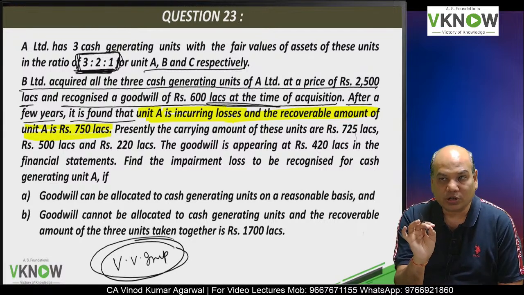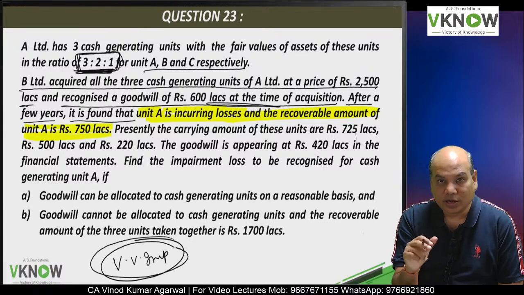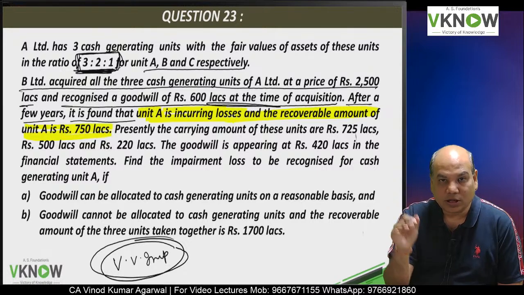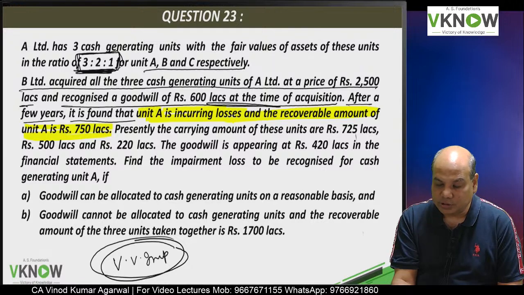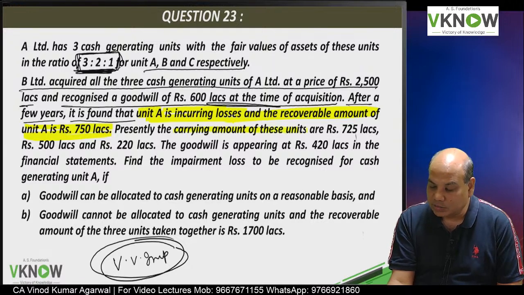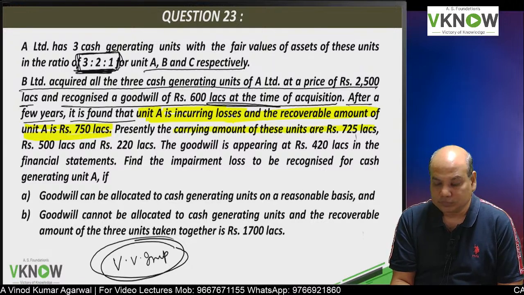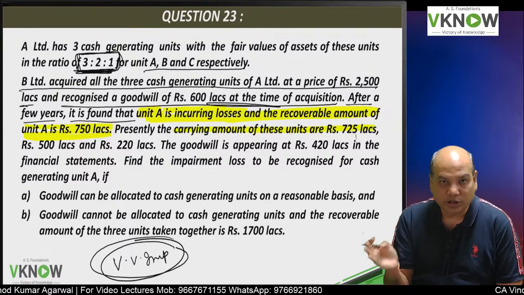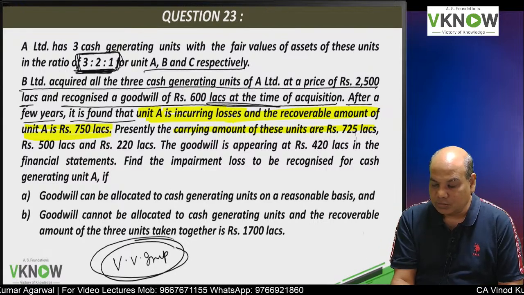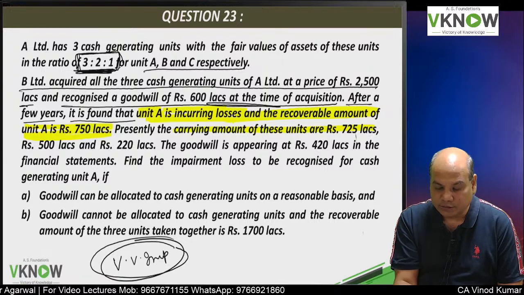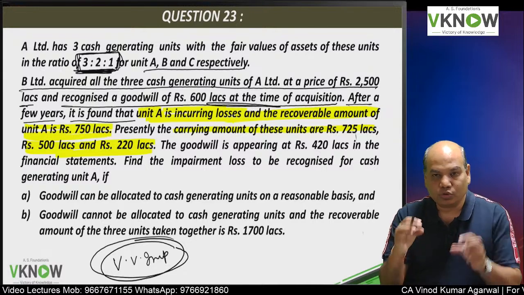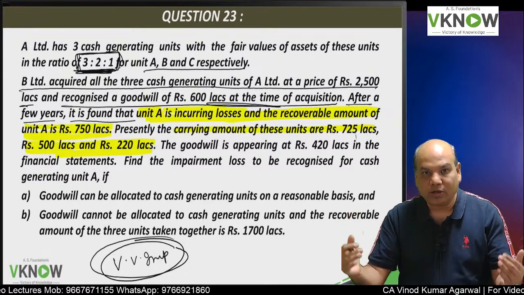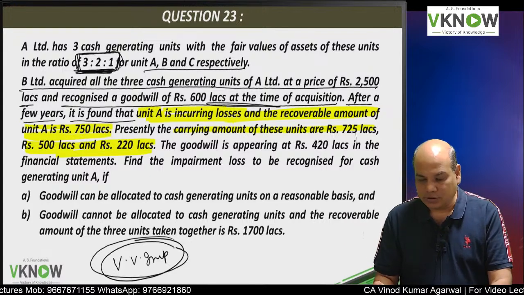So after they got the indication that there can be impairment, they calculated the recoverable amount, which is now 750 lakh. Presently, after so many years, the carrying amount of unit A is 725 lakh, B is 500 lakh and C is 220 lakhs. So for units 1, 2, 3, today the carrying amount is given.